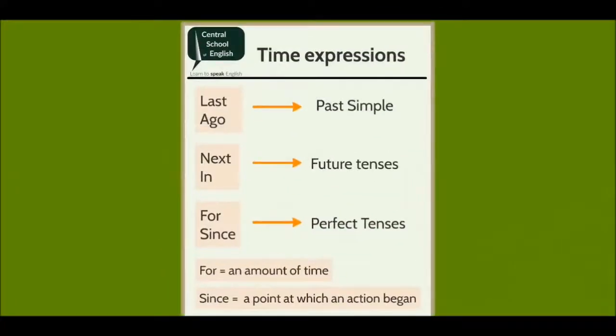In this video, we have learned that we use different time expressions for different tenses in English. For example, we have learned that we use time expressions such as last and ago for the past simple, and we use next and in for the future tenses. We learned that we use for and since with the perfect simple and perfect continuous tenses. We use for to speak about an amount of time, and we use since to speak about a point at which a period began.